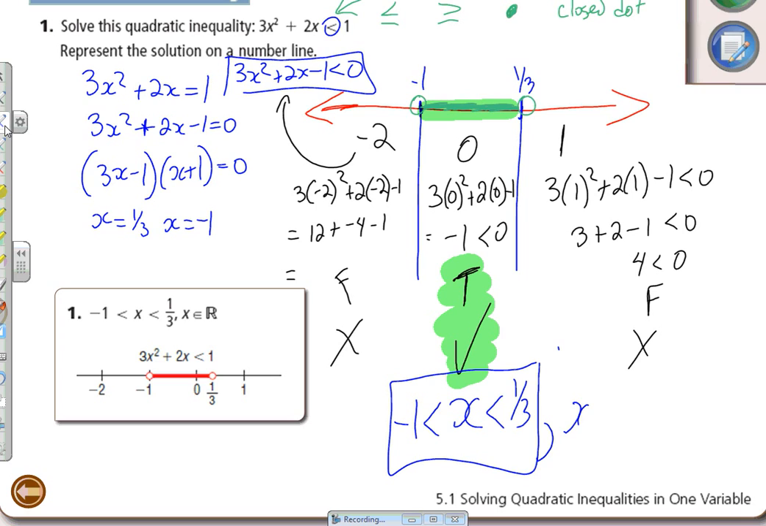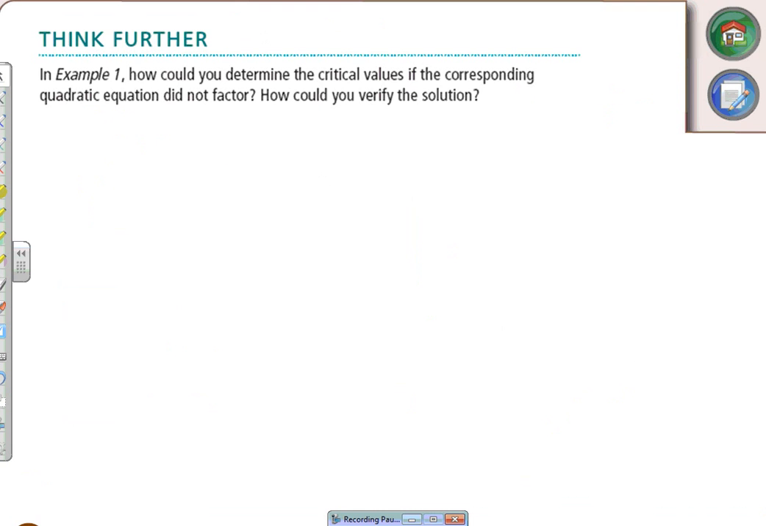Just throw the x ∈ ℝ there to say it could be anything in between those values. Well, if the example doesn't factor, we still need to find our critical values. We can't get around that. So we're going to use one of the other strategies. And that would be using, instead of factoring, the quadratic formula or completing the square, whichever one you prefer.